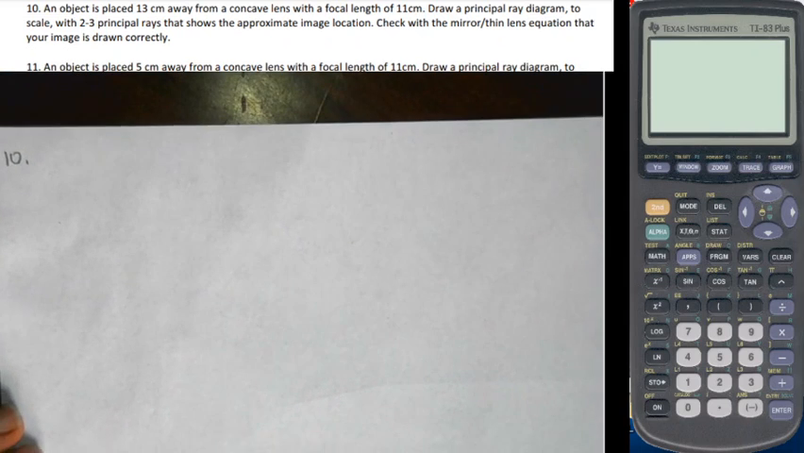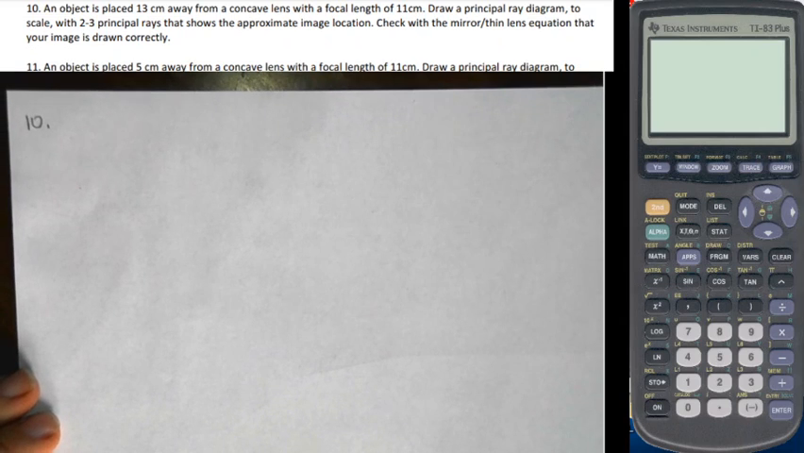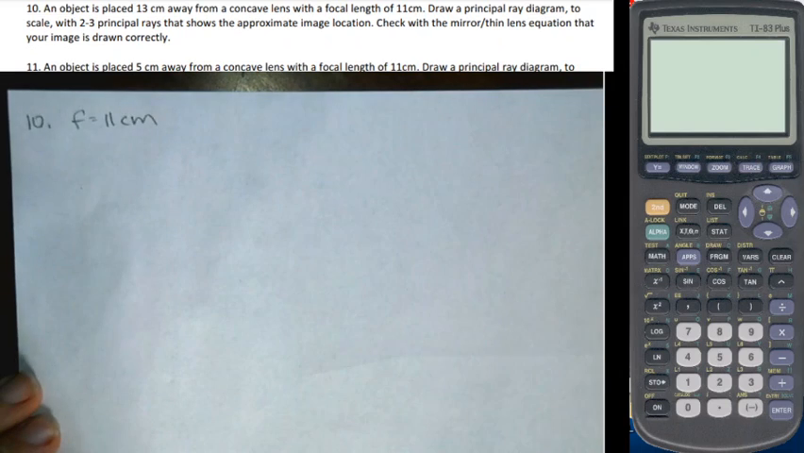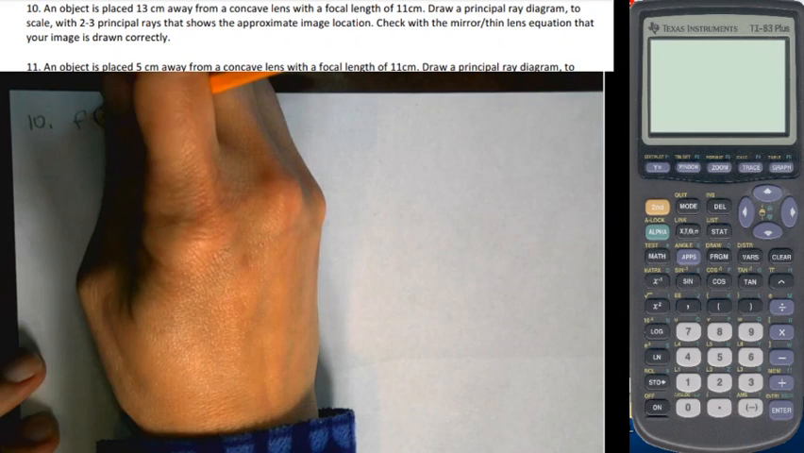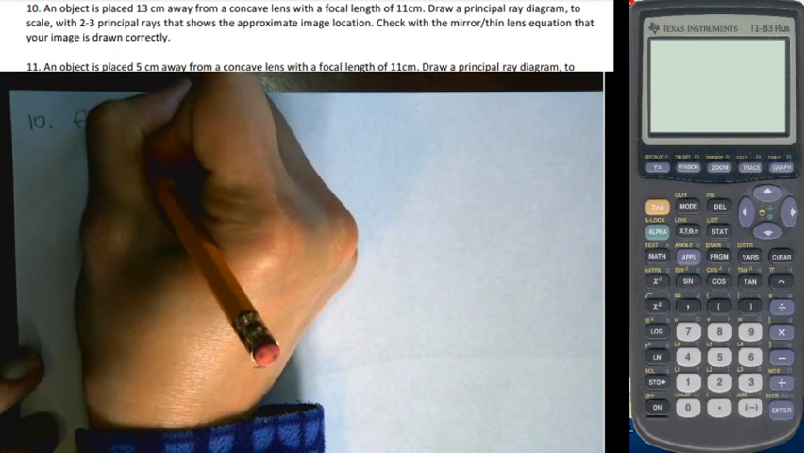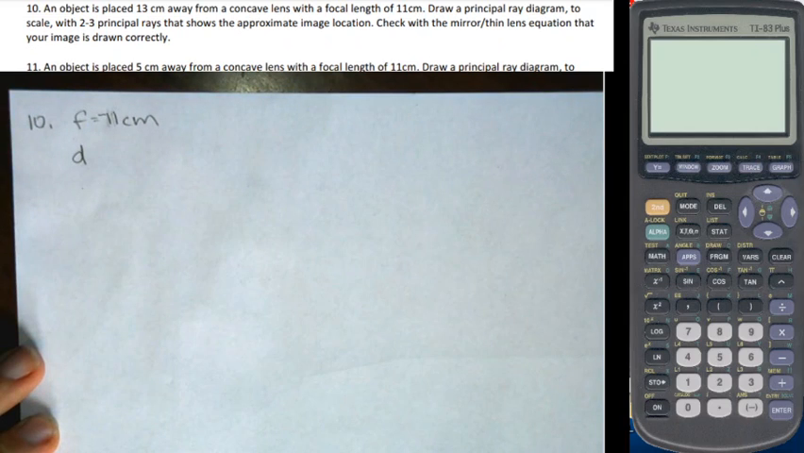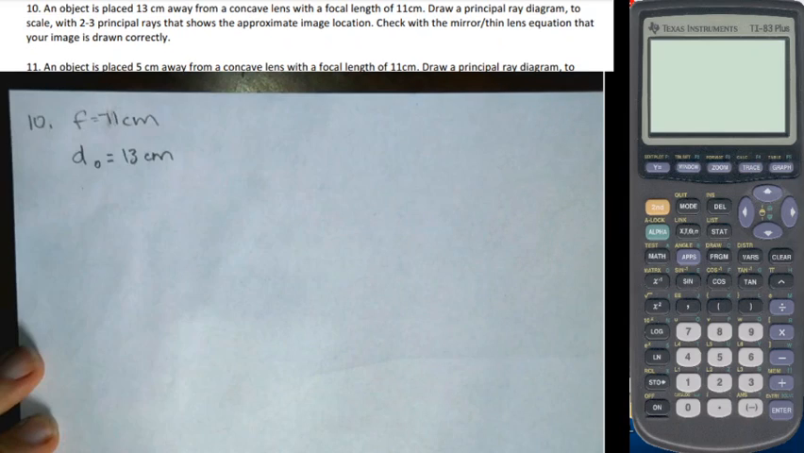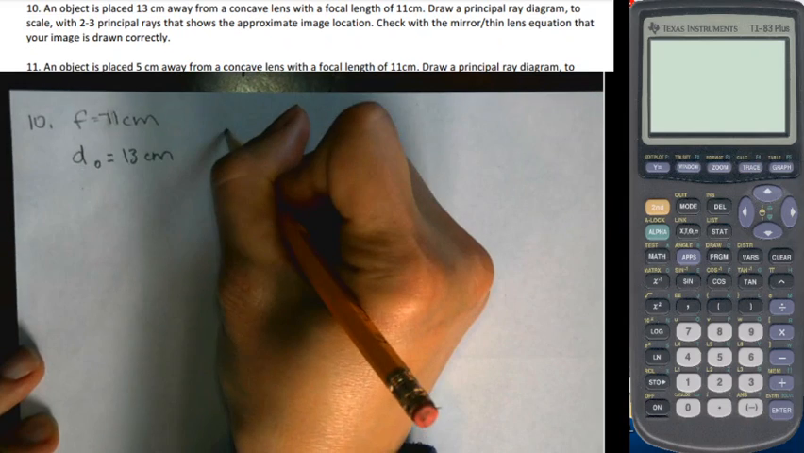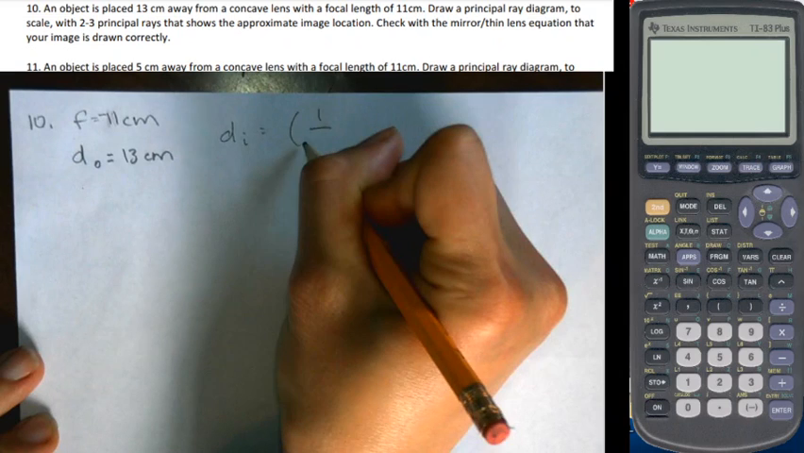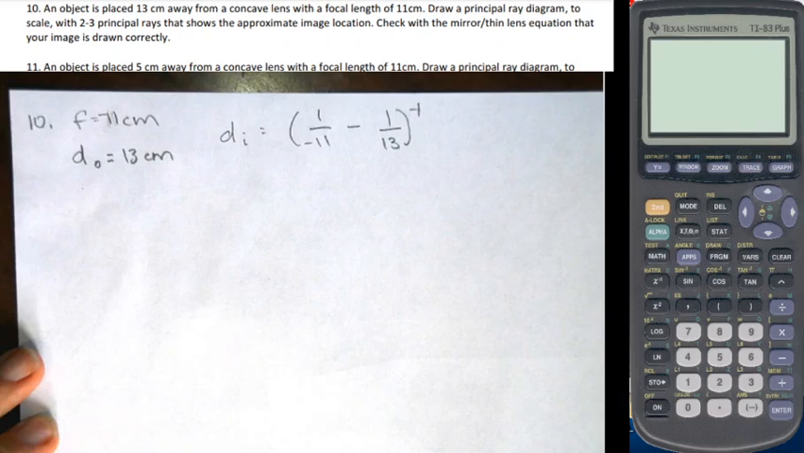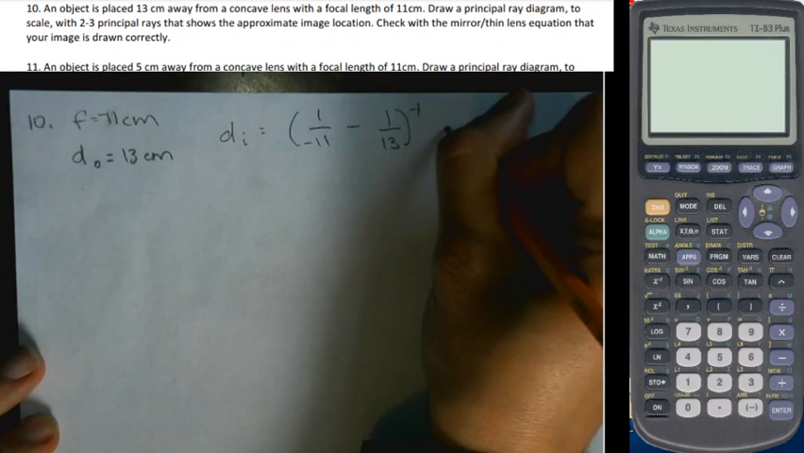Number 10 says that I have an object 13 centimeters away from a concave lens with a focal length of 11 centimeters. So now I have F is 11 centimeters, and it's a concave lens. So a concave lens always has a negative focal length. The object distance is 13 centimeters. And we'll use the same equation that we had before: 1 over negative 11 minus 1 over 13, to the negative 1. And when I do that, I get negative 6.